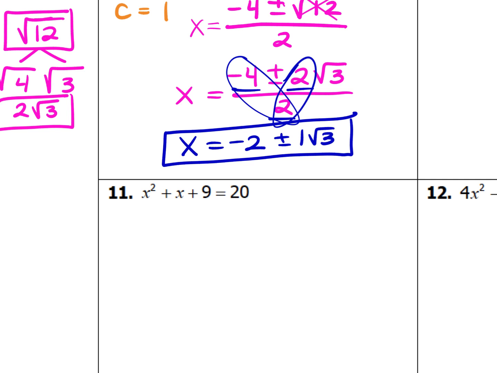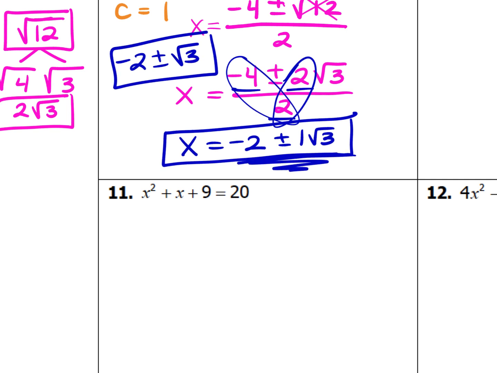Questions on that? Is that a 1? Yeah, you don't have to put the 1 in. You could write it like this. Negative 2 plus or minus the square root of 3. So you may write it like this, or you may write it like this.